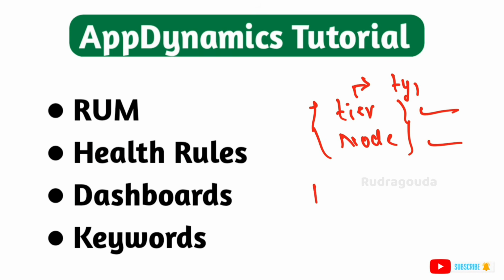After that, I'll talk about real user monitoring important keywords like what is visual complete, what is first byte, and what is end user response time. So what important keywords are there, right? With respect to real user monitoring, I'm going to cover all of those here. Okay.